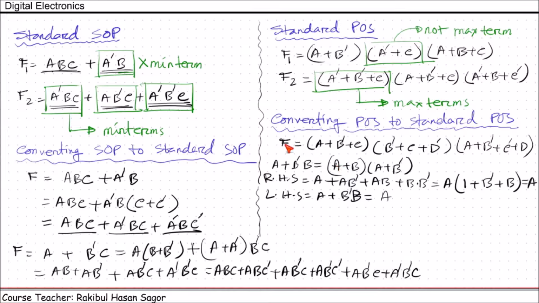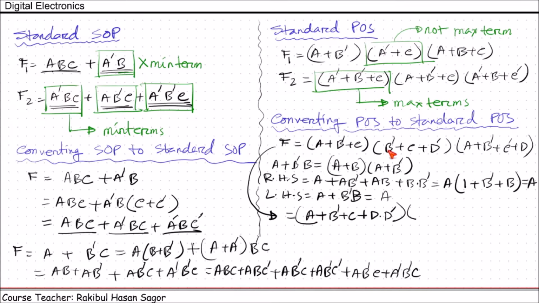Now how to solve this function? We have a plus b prime plus c, one term that is missing. What we can do from here, we can write in the next line a plus b prime plus c plus d into d prime. Actually the value of d into d prime is 0. If we add 0, there will be no problem in this sum term. So we can do this.